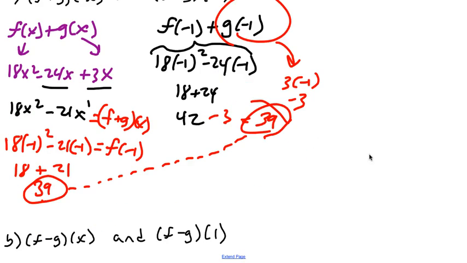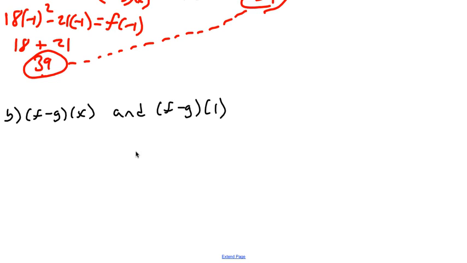Okay. Now, let's keep on going down here. Notice we have the same thing right here. We have what's f minus g of x, and then what's f minus g of 1. So this time we'll use a shortcut. We'll first do the work over here, and then we'll kind of go on from there. Okay. So let's do f of x minus g of x.